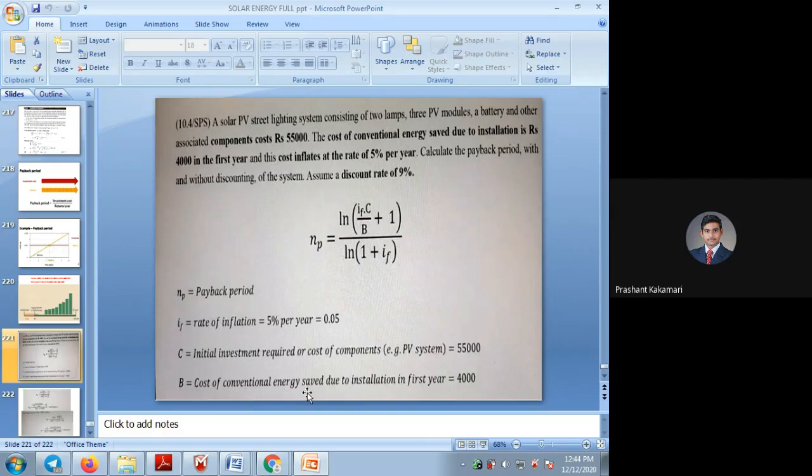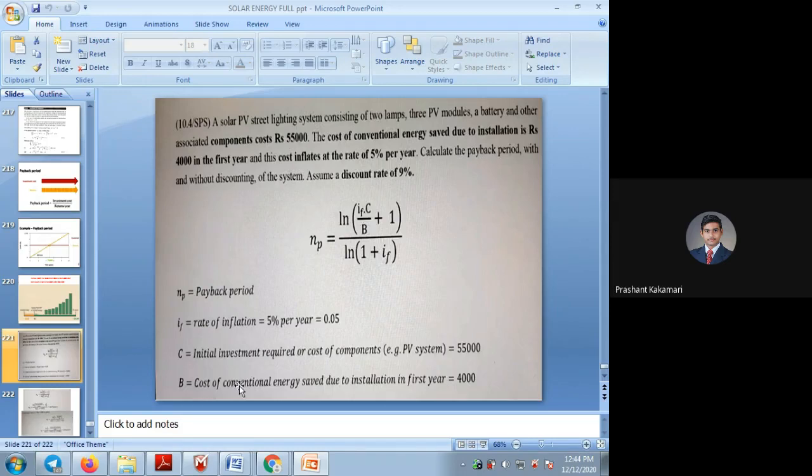Then B is cost of conventional energy saved. What is the amount you are going to save if the alternate system is used? If the solar PV system is used, I would have saved 4,000 rupees in the first year. So that 4,000 for the first year I will consider in B. So now what is the equation for payback period? NP equal to ln of (IF into C by B plus 1) divided by ln of 1 plus IF. Using this equation, let's substitute all the values given. IF is given 0.05. Total cost is 55,000.